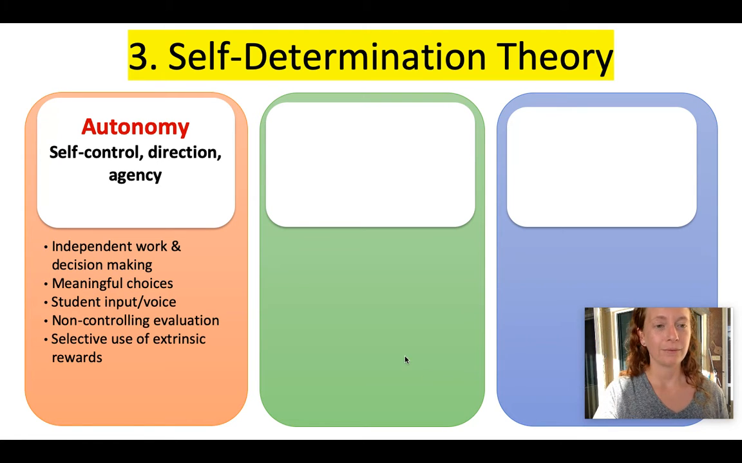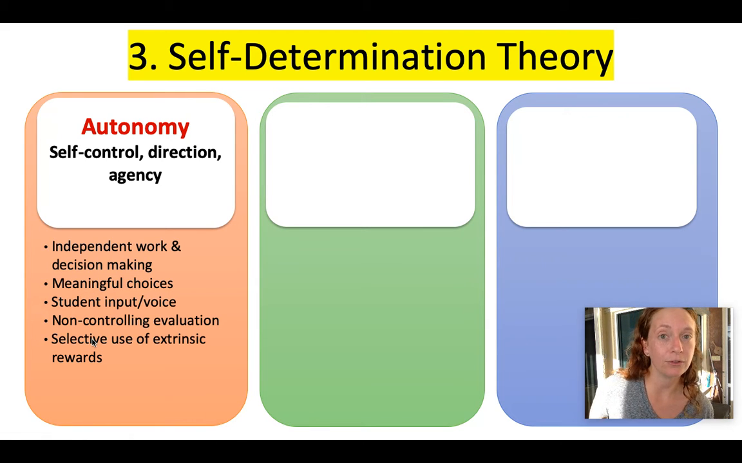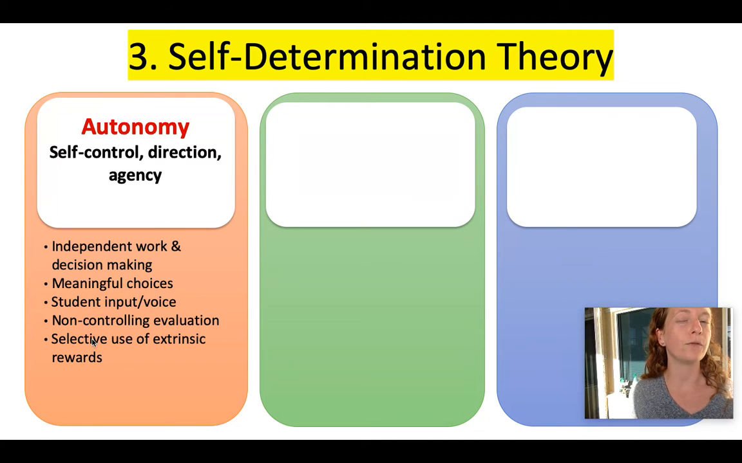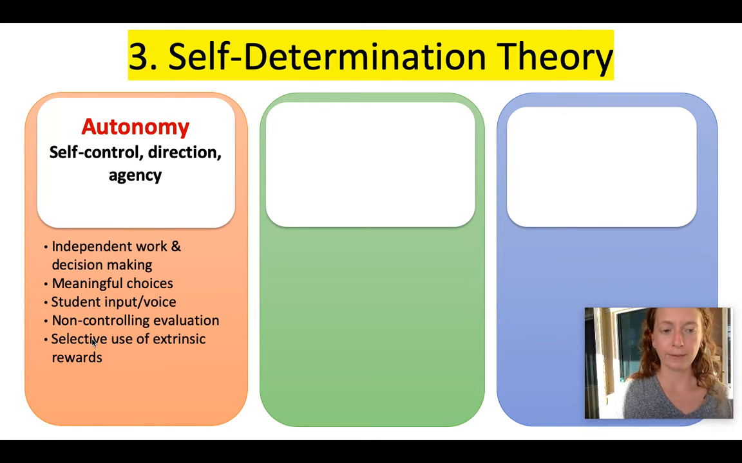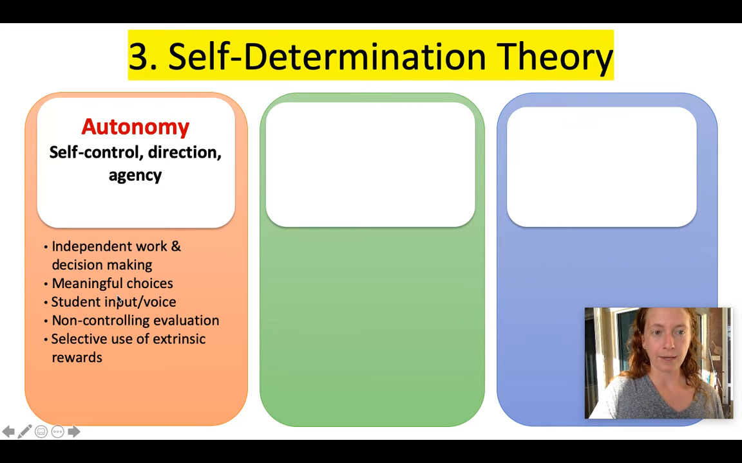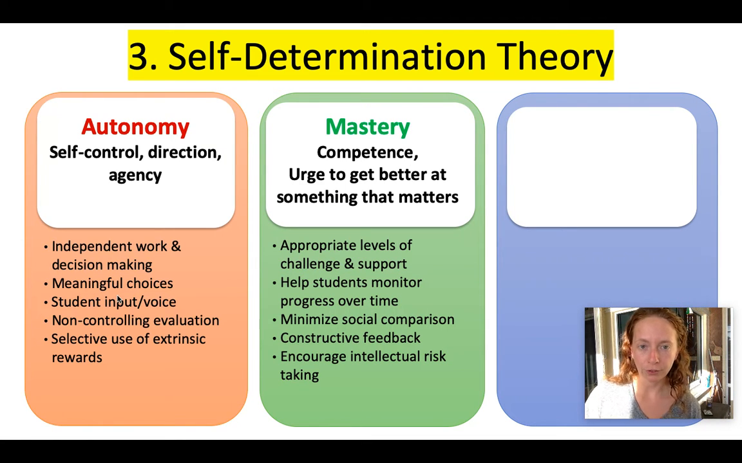And so, when you have autonomy, you've got input. And so you have to ask yourself, how am I giving my students input in the lesson? Do they have autonomy, or is it all of me? And so it's that voice and choice, and lots of other things that encourage self-control and self-direction. Now, mastery is a little counterintuitive.